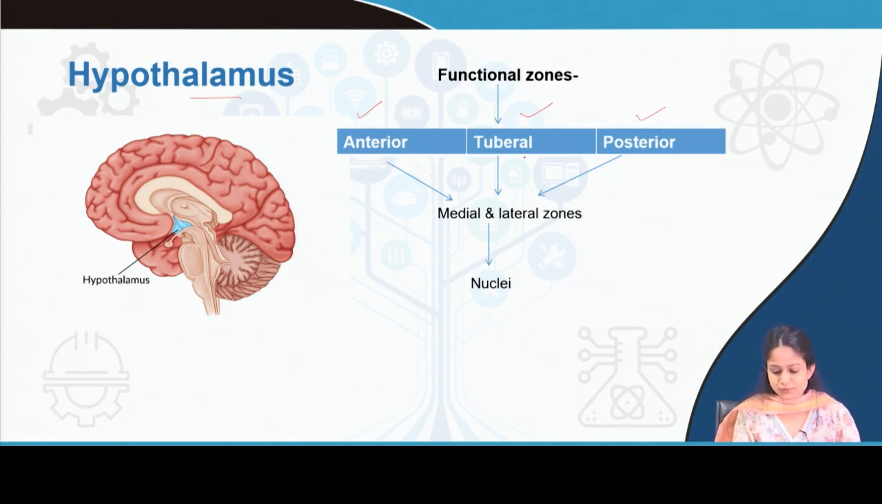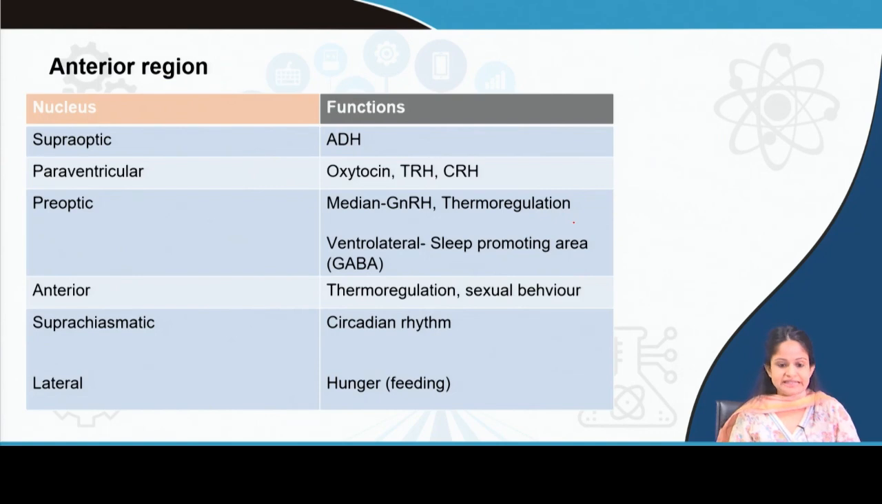Now, anterior, tuberal and posterior zones are further divided into medial and lateral zones. These medial and lateral zones have several nuclei. So, 3 zones are there: anterior, tuberal and posterior. Each zone has 2 zones, that is medial and lateral, and each has their nuclei. So, we will come to the anterior region nuclei.